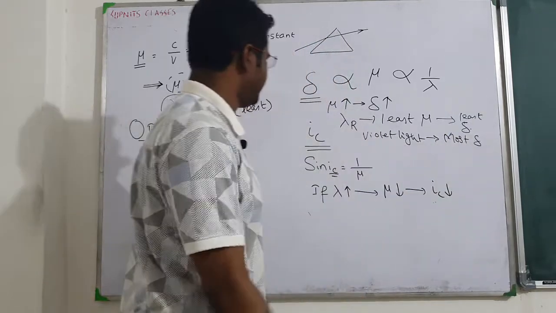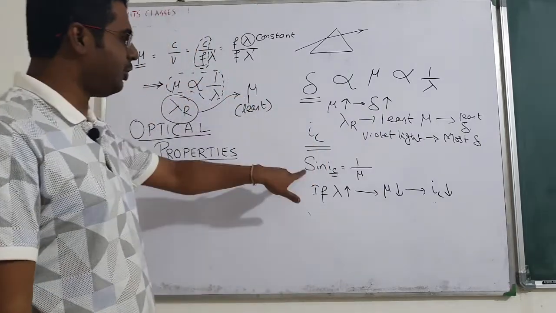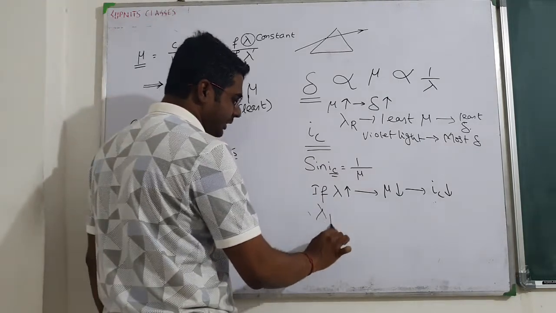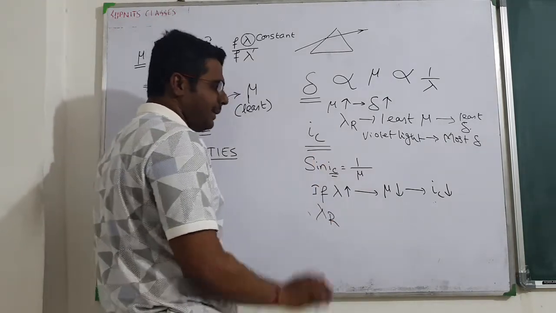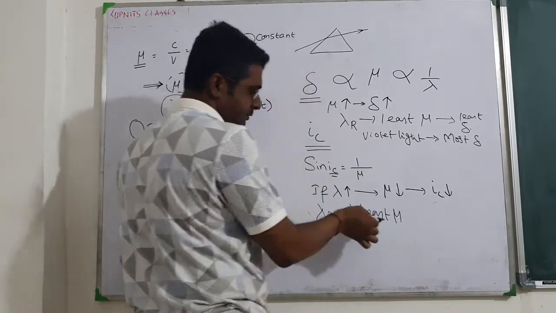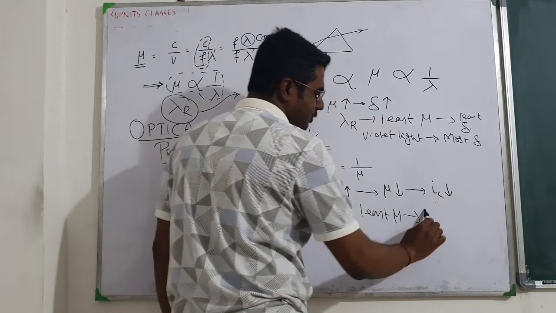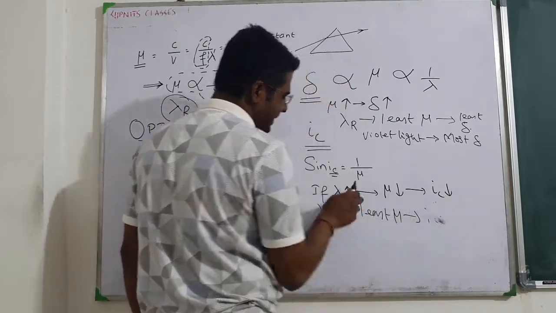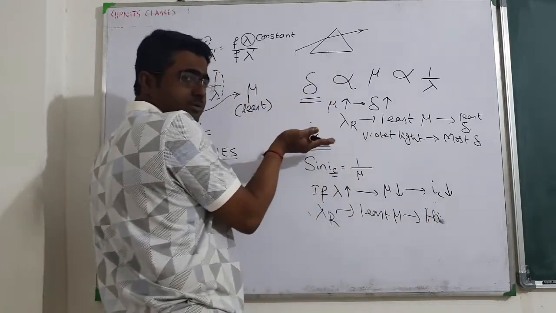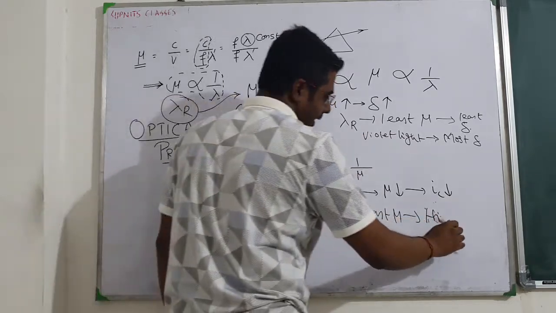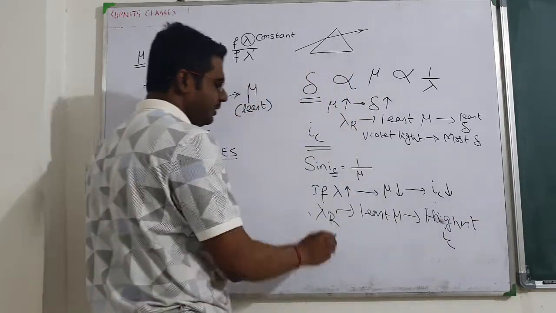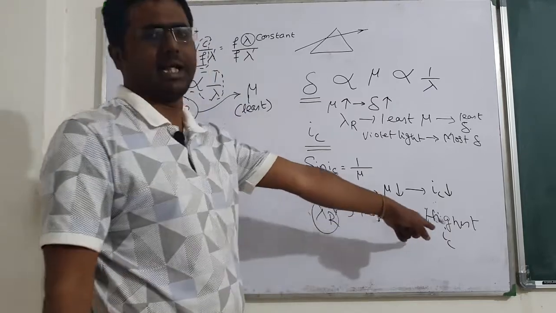Next, critical angle IC. You know the formula, sin IC is 1 by mu, right? So lambda red will have the least mu. If mu is least, critical angle will be least. Sorry, if mu is least, critical angle will be highest. Why? IC is on top, mu is in the denominator, so highest IC. Red color will have the highest critical angle.